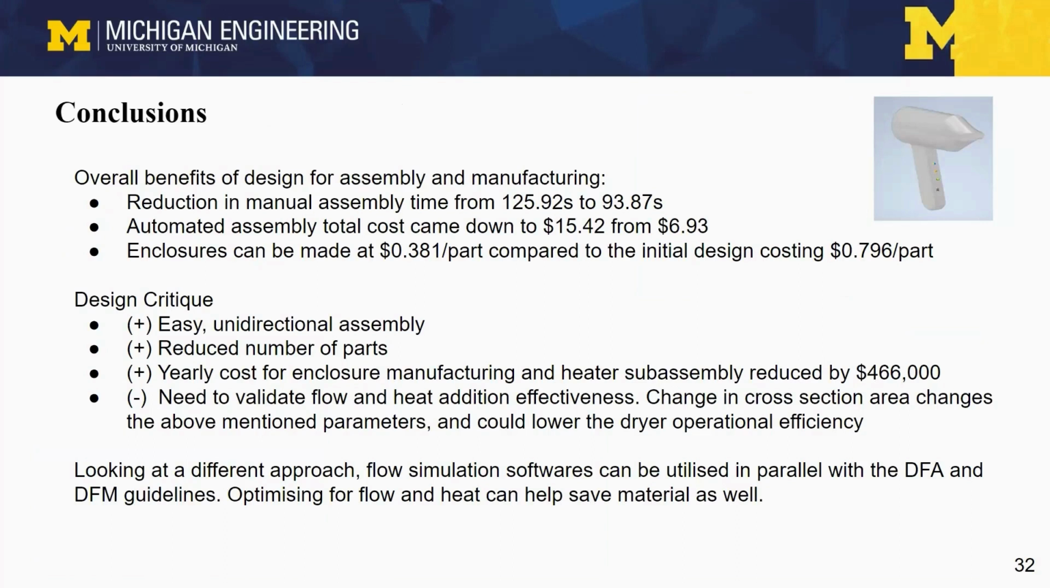However, since the number of heater ribs is reduced and there are changes in the effective area over which air flows, the efficiency of the drying operation can reduce. Hence, if we were to start over, flow simulation and optimization software could be utilized along with the design guidelines to help improve the manufacturing and reduce costs while maintaining the flow efficiency.